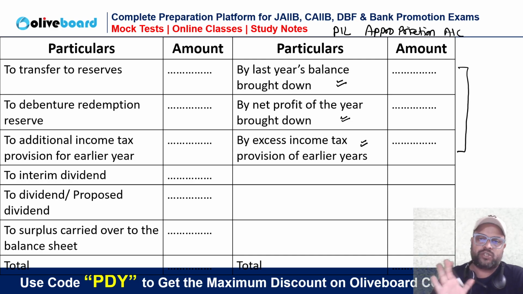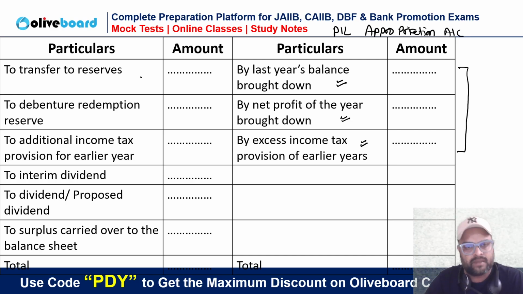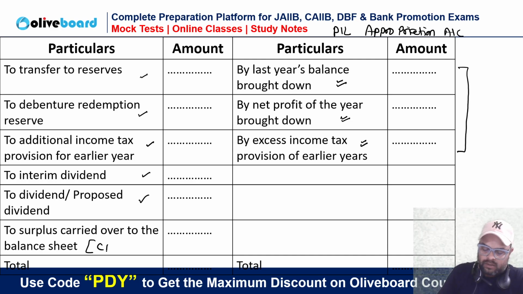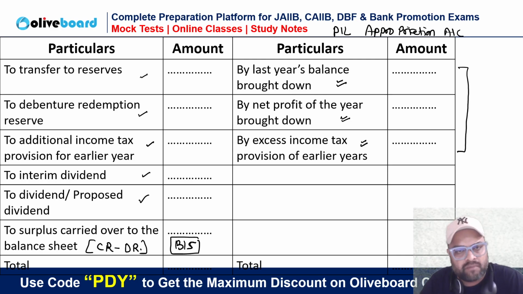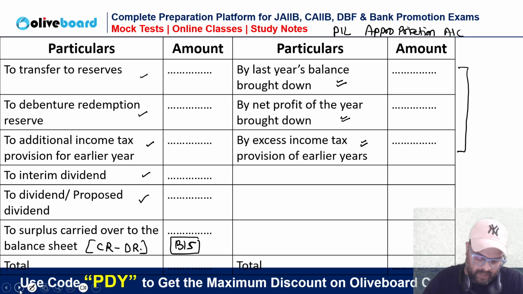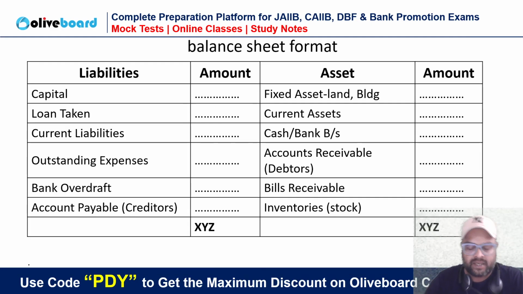Then out of this total fund, we will transfer amounts to the reserve, to the debenture payment reserve, will pay off any additional tax liability, will pay interim dividend, will pay the final dividend, and finally credit side minus debit side, whatever we receive will be transferred to the balance sheet. This amount of profit will go to the balance sheet from the profit and loss appropriation account. Then in the balance sheet, that profit will be added here.